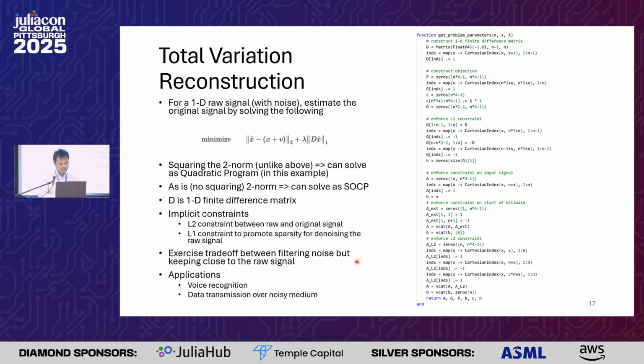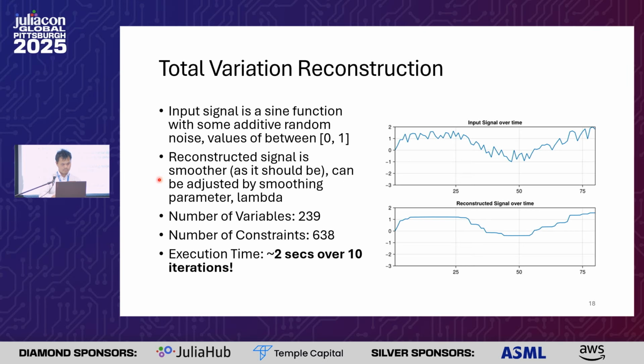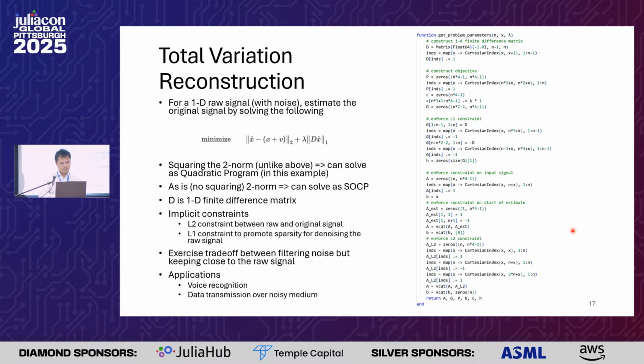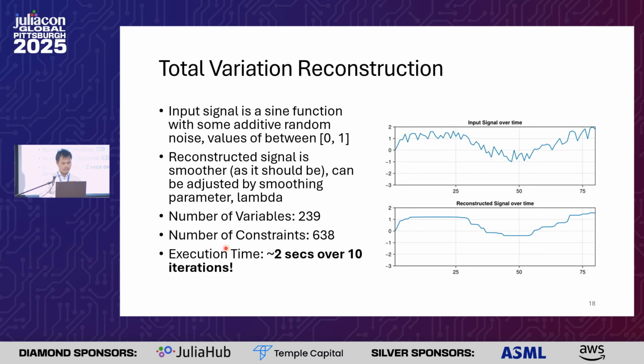A lot of code here. You can see it is a bit involved, but nevertheless, it's easy to create these matrices through functions. And you get a result that looks like this. You get the input signal and a reconstructed version of that signal that removes a lot of the volatility. If you crank up lambda, you get a smoother and smoother signal. And it only takes 2 seconds over 10 iterations, so it's very efficient.